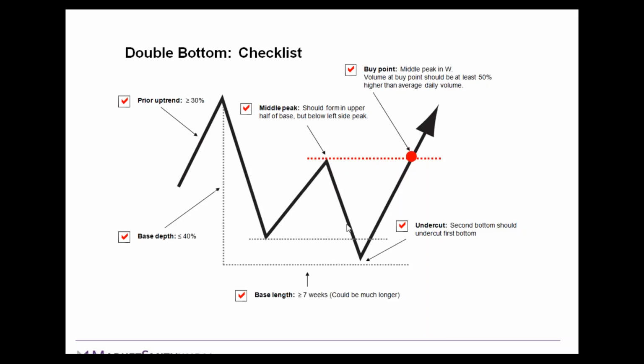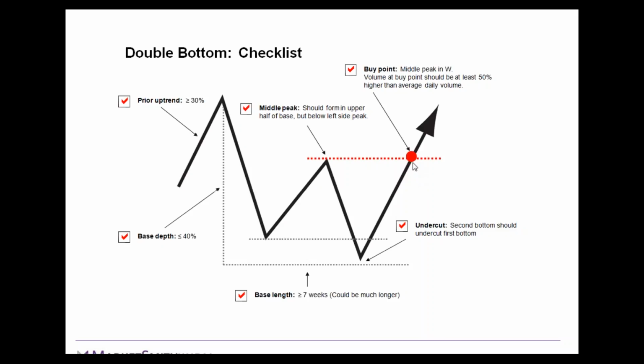And after that, you have the second downward leg. And it's really important that we want the second downward leg to undercut the first downward leg. So we talked about the shakeout of weak investors. It's the same concept here. So that's why we want to see that the second leg is a little lower than the first leg. And then it starts another upward journey.